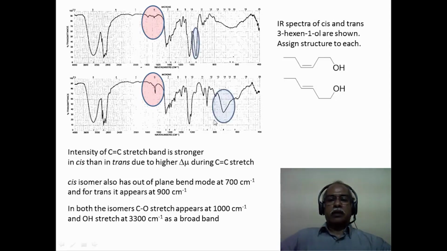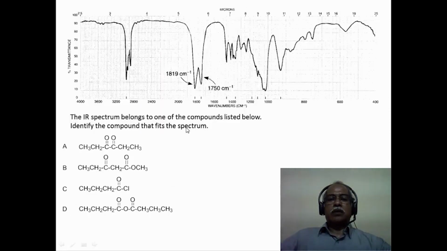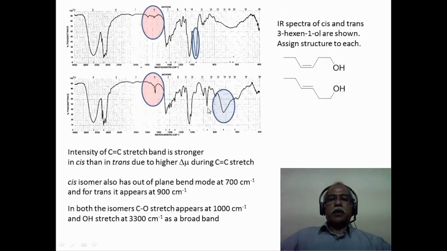And in addition to that, use the information that the out of plane bending for the cis is around 700 inverse centimeter and for the trans is around 900 inverse centimeter. So combining these two factors, the top spectrum corresponds to the trans isomer and the bottom spectrum definitely corresponds to the cis isomer, because this has a higher intensity of the C double bond C.